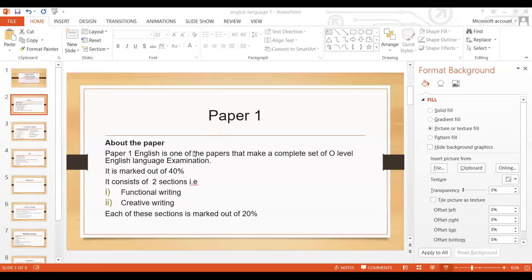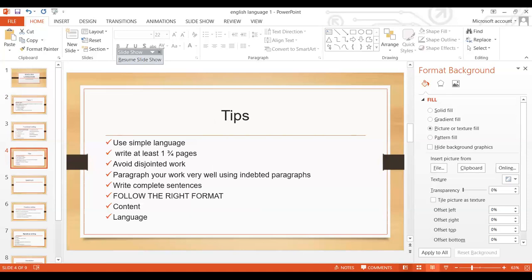First of all, I want to believe everyone can see my screen.